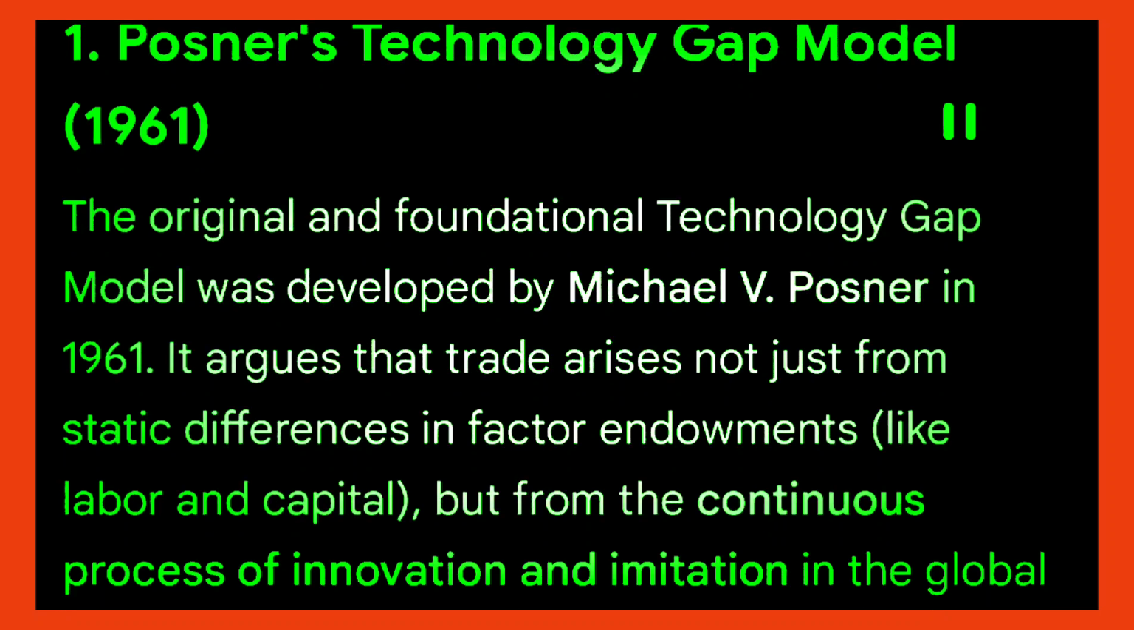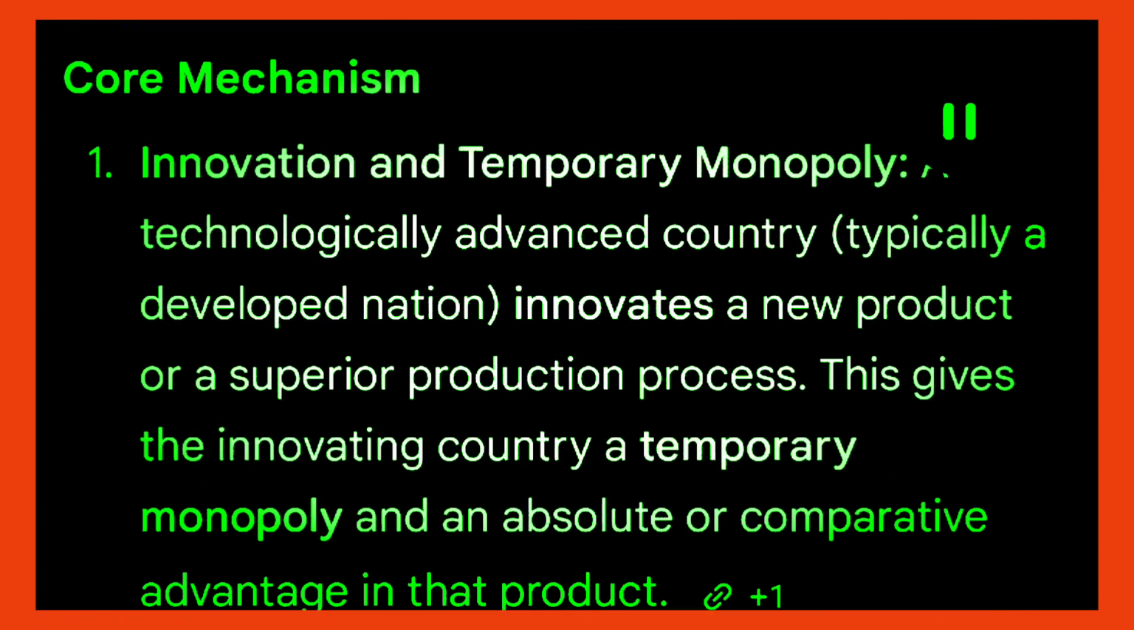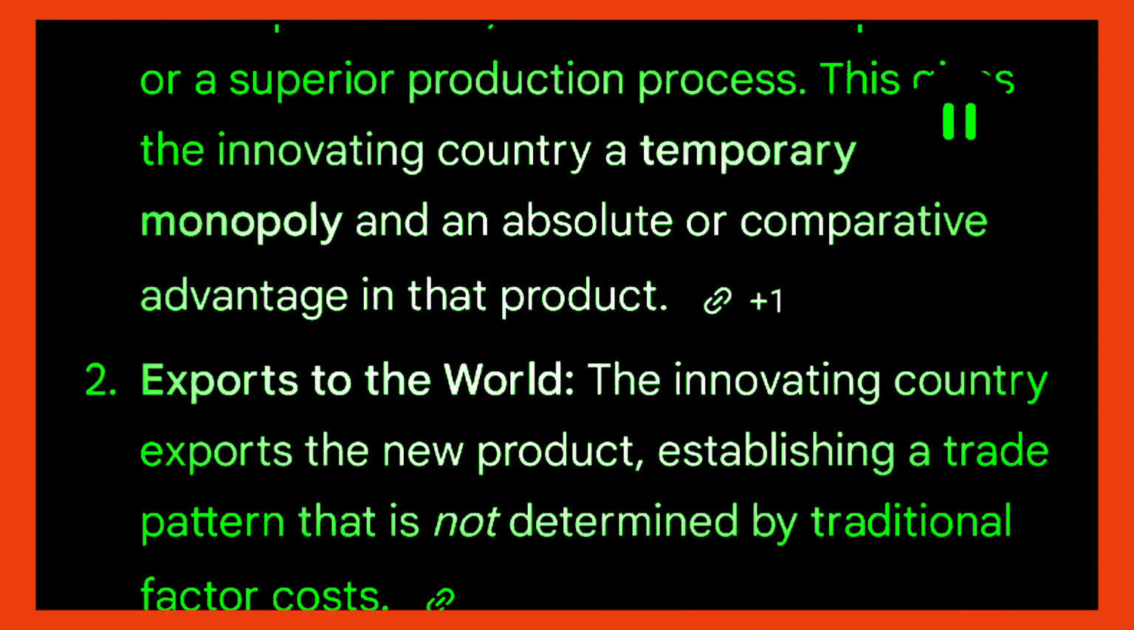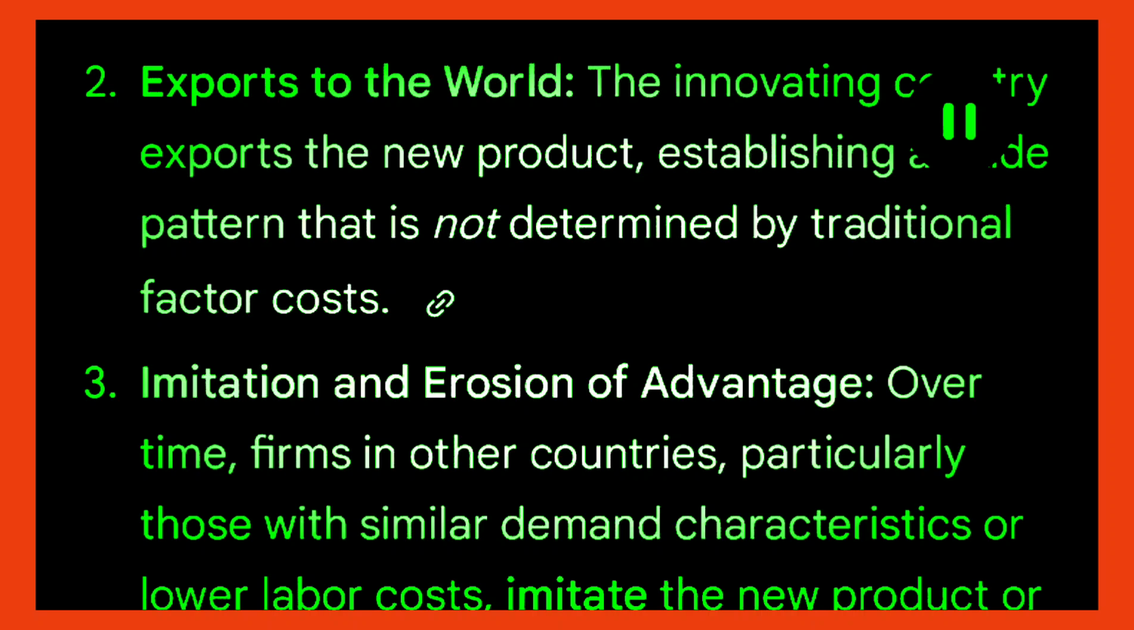Core mechanism: 1. Innovation and temporary monopoly. A technologically advanced country, typically a developed nation, innovates a new product or a superior production process. This gives the innovating country a temporary monopoly and an absolute or comparative advantage in that product. 2. Exports to the world. The innovating country exports the new product, establishing a trade pattern that is not determined by traditional factor costs.